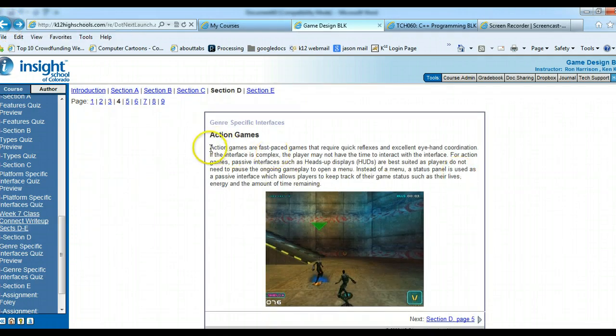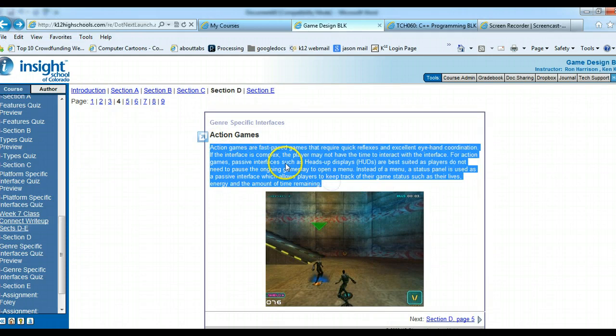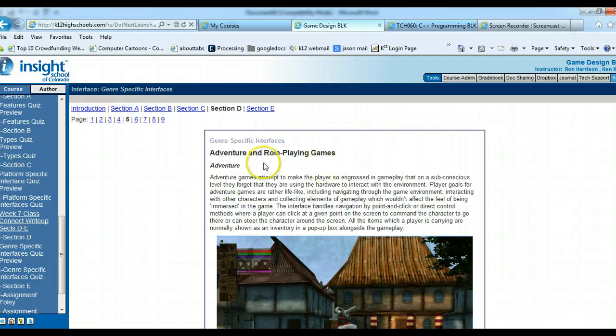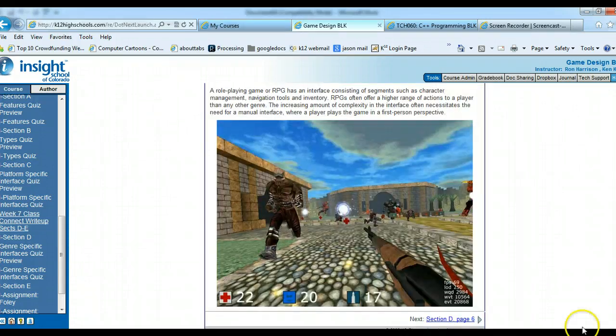Now, I don't want you to just copy and paste all of that. I just want you to give a couple of items that would be, if you're doing action games, a couple of items that would be specific for the interface for action games. Or if you want to do adventure and role-playing games, give a couple of items in here that are specific for adventure and role-playing games.